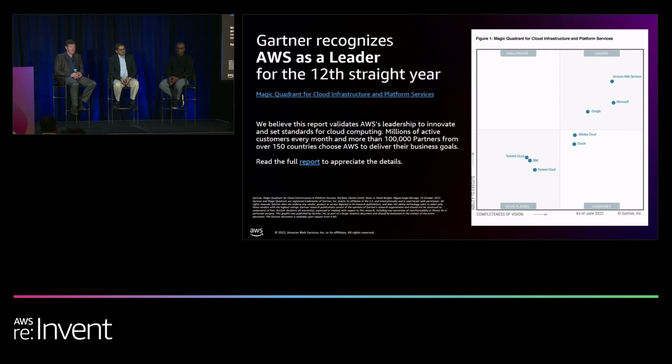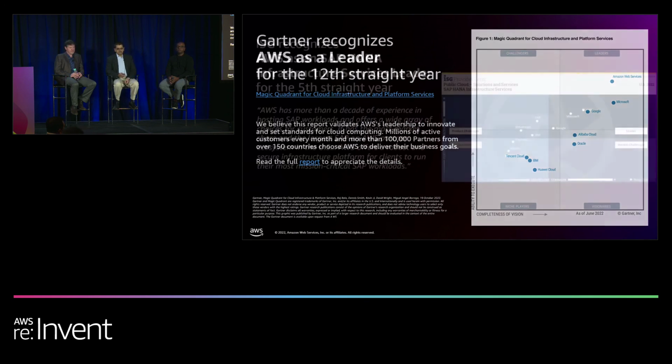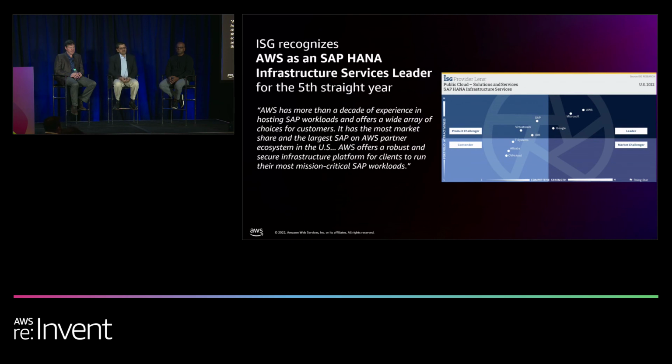Analysts are agreeing with us. It's not just our opinion that we are leading the market. Gartner, for the 12th year in a row, has ranked us as the leader in cloud infrastructure platform services. And then ISG, the other analyst that focuses on SAP HANA-specific infrastructure services capabilities, has also ranked AWS consistently for 5 straight years. Ever since they started this analysis, we have led the market and continue to do so ahead of all other providers.